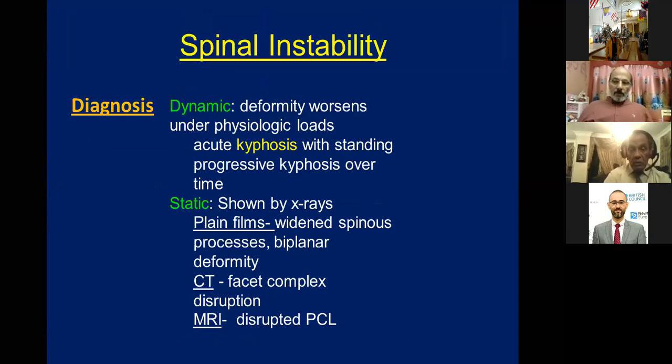Spinal instability diagnosis can be dynamic. When we are going to diagnose dynamic deformity worsening, we can diagnose dynamic instability by dynamic X-rays in different views, flexion and extension. Static instability is shown by X-rays: we can see this in plain films, where there is widening of the spinous processes, the distance between the spinous processes is widened. In biplanar deformity, in CT, there is facet complex disruption, and in MRI, there is disruption of the posterior complex ligaments.